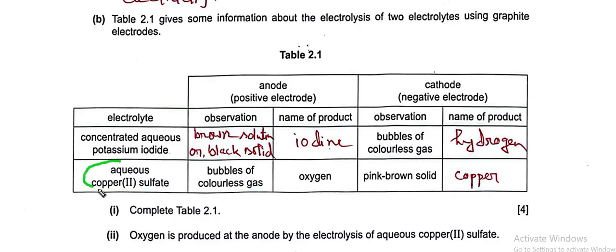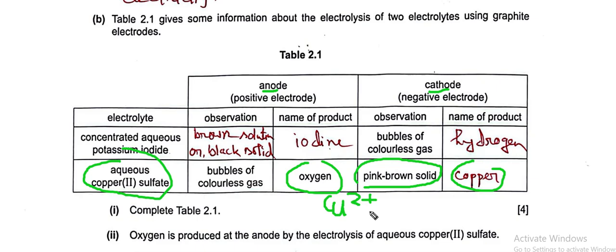And the second one, aqueous copper 2 sulfate, and it is given that at the anode, oxygen gas is produced. And at the cathode is given pink brown solid. Pink brown solid is copper. So how is this formed? Copper ion is reduced, gains 2 electron to form copper. This is a reduction reaction because copper ion gains electron.